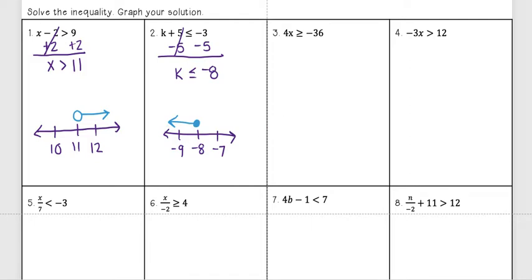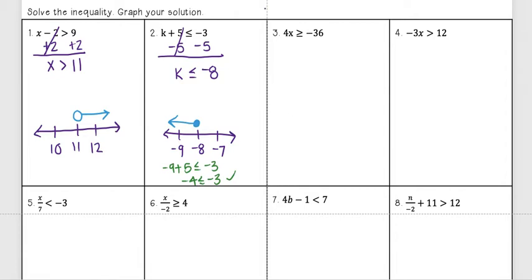And again, to check your answer, you can pick something where your arrow is pointing. So let's say negative 9. I want to plug that in up here. And so when I do that, I have negative 9 plus 5 is less than or equal to negative 3. Well, negative 9 plus 5, I get negative 4 is less than or equal to negative 3. And that is true. Negative 4 is in fact less than or equal to negative 3. So that means I'm good.